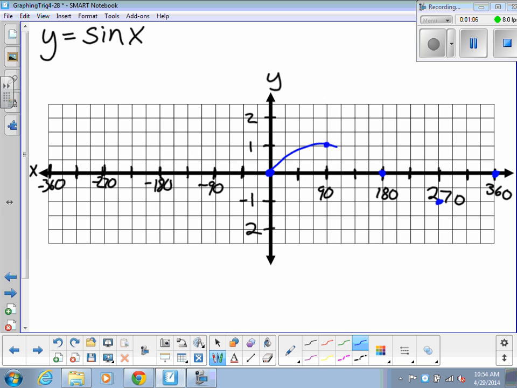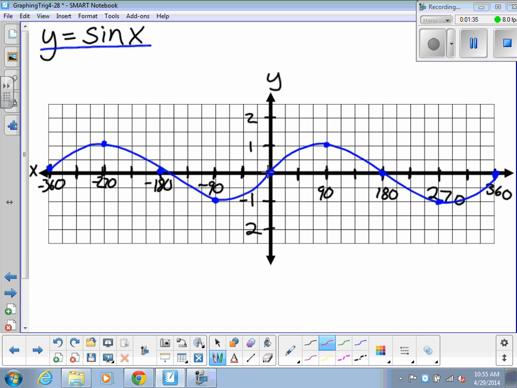I can go ahead and sketch the parent function of the sine graph. Now, because the sine is a continuous periodic function, we know that it's going to repeat in the exact same pattern into the negatives as well. So here we have y equals sine of x, which is the parent graph for the sine function.